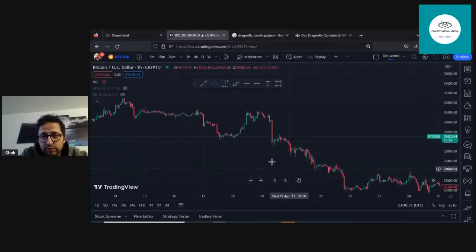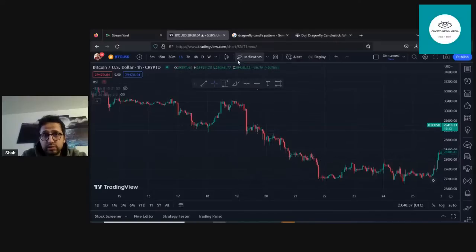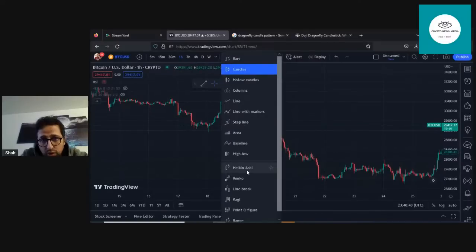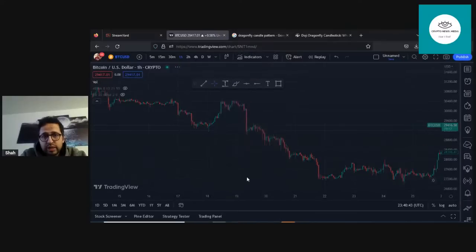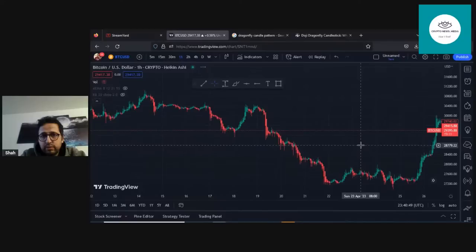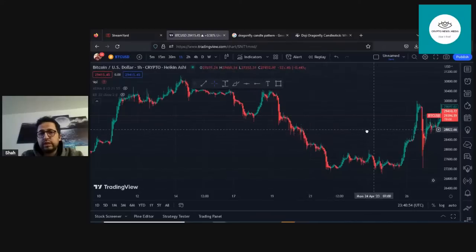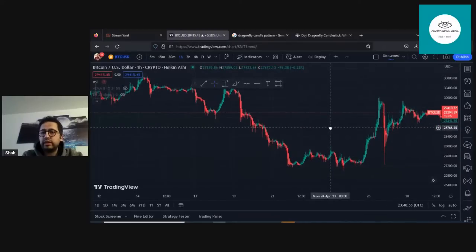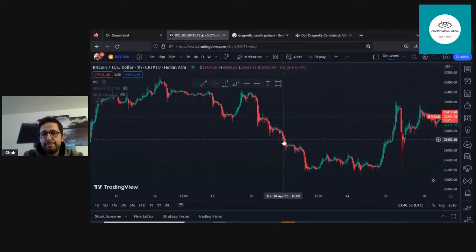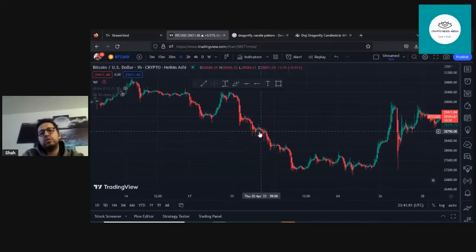For such things, what you can do is change these candles to something called Heikin Ashi. What Heikin Ashi does is make the trend a bit more clear. You can see that now the green candles that were misleading for our decision making have turned red, and you don't see so much green now. It makes it easier for you to decide whether it is a trend reversal or not. Visually it helps a lot.